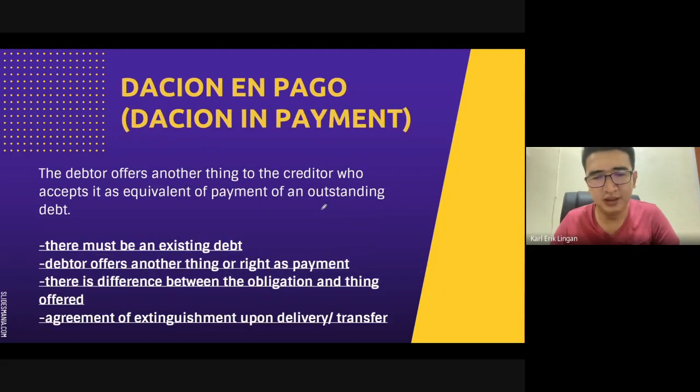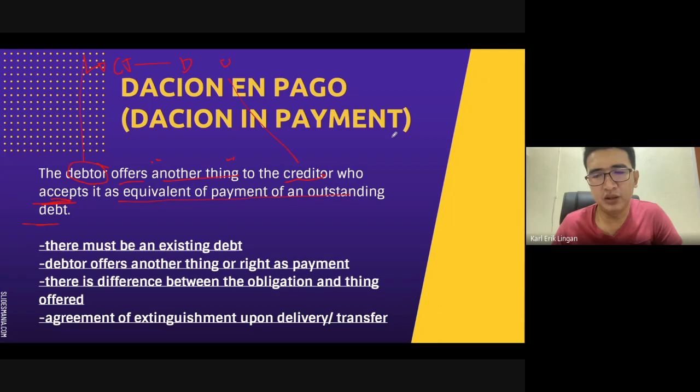Yamina. And then the last one, the dación en pago, or the dation in payment. Wherein, the debtor has a credit transaction. There is a debtor and a creditor, and the debtor offers another thing. So there is a thing involved to the creditor, who accepts it as equivalent of payment of an outstanding debt.